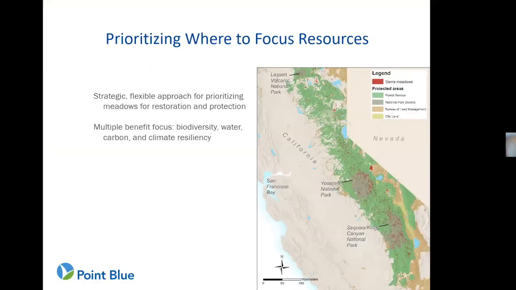So Point Blue is doing a lot of other work besides leading this partnership. We are helping prioritize where to focus resources. If you have 250,000 acres of meadows and you think 125,000 acres of them are degraded, you need to prioritize where to do that work, because we're not going to be able to restore them all in the time we need to. We're trying to restore around 30,000 acres of the 125,000 that need it. So we have built tools to help prioritize where all these resources might be best achieved that Healthy Meadows support.